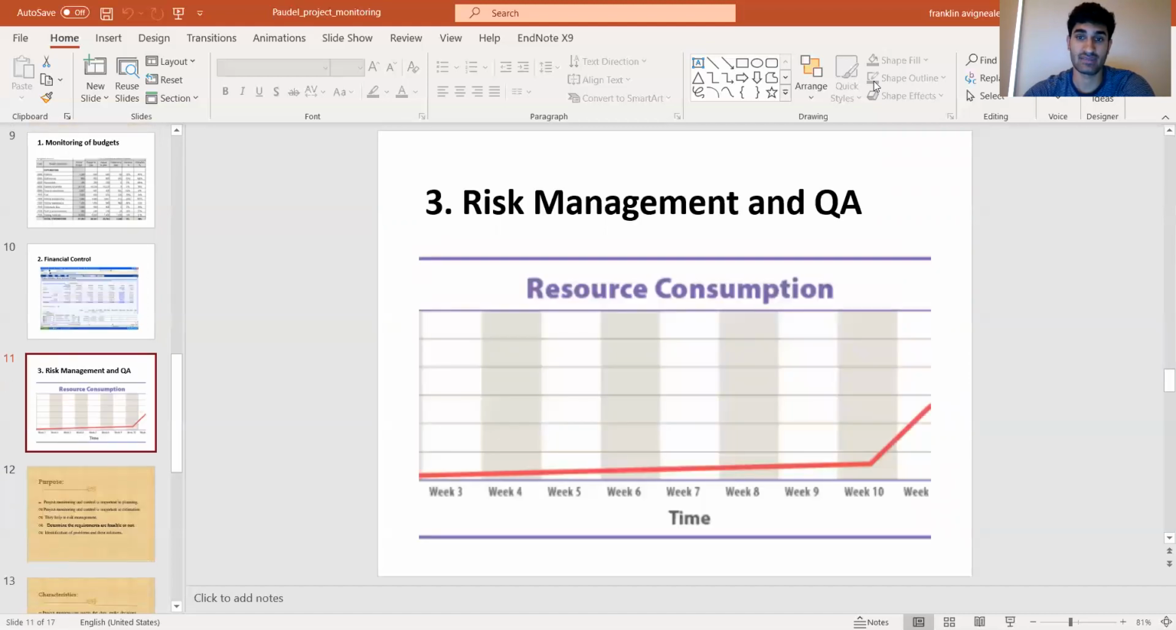And the next one is risk management and quality assurance. This is also the monitoring of a project, like resource consumption on a weekly basis. From week 3 to week 10 it is in an upward trend, slightly increasing, and after week 10 it surges highly. So it helps us in monitoring our resource consumption in certain projects, which helps us in making decisions, and we can analyze how much resource has been used in a certain interval of time.